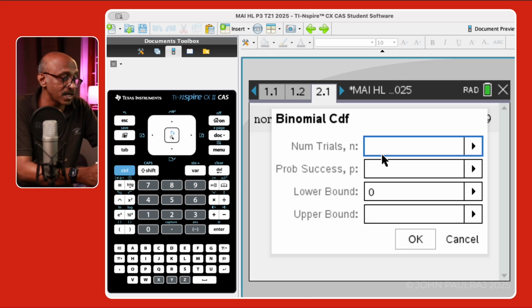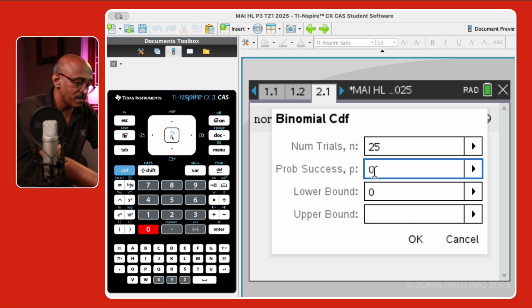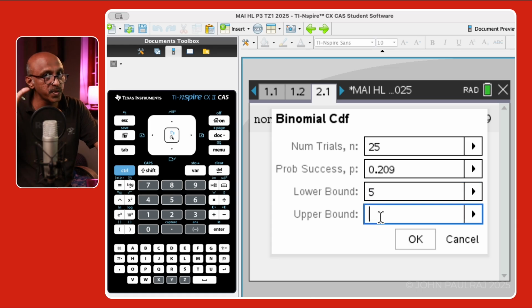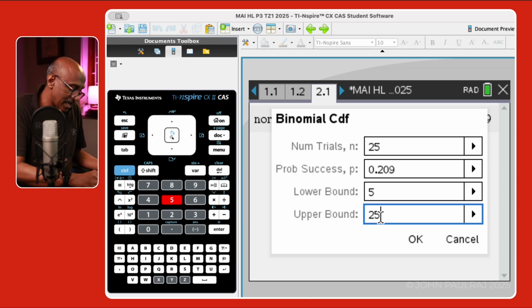Okay, so number of trials, remember that's 25. Probability of success is that probability 0.209 that we found out. Lower bound in this case we are going to use as 5, and upper bound, because we know that there are 25, we can write 25. In some cases you can put a number larger than 25 also, but you know that the total number of eggs is 25. So let me just copy down this as it is, as we did in the earlier question also. Very good habit. In fact I often encourage my students just to do that.